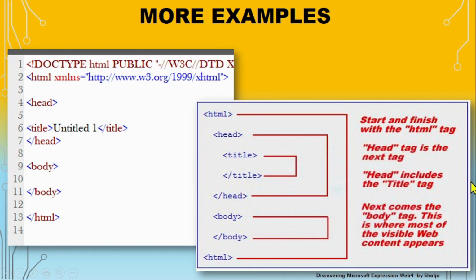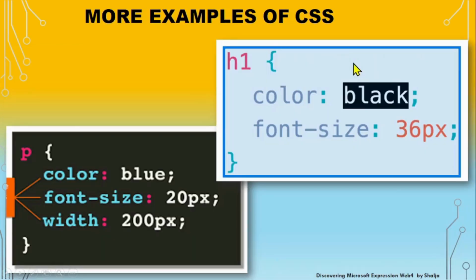Here is another example as well. It starts and finishes with the HTML tag. The head tag is the next tag, and head includes the title tag here. Next comes the body tag. This is where most of the visible web content appears. Now we'll see more examples of CSS.